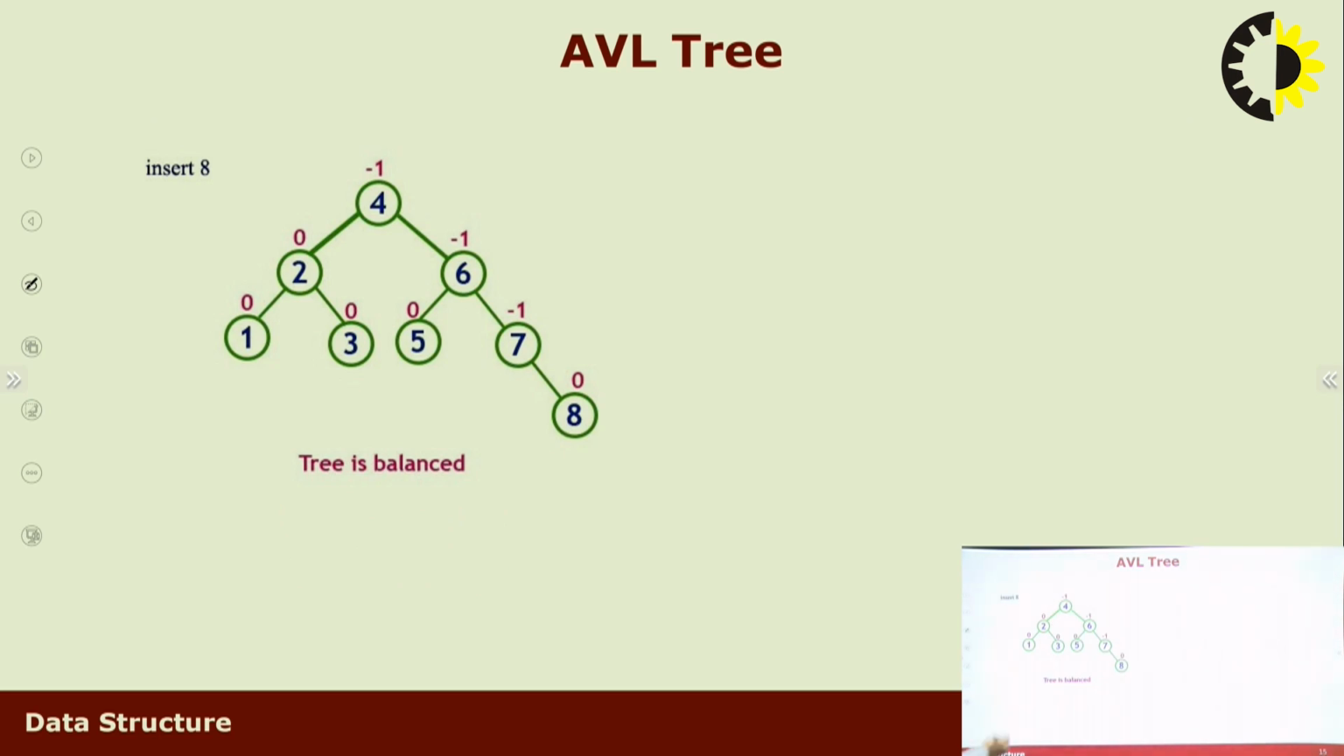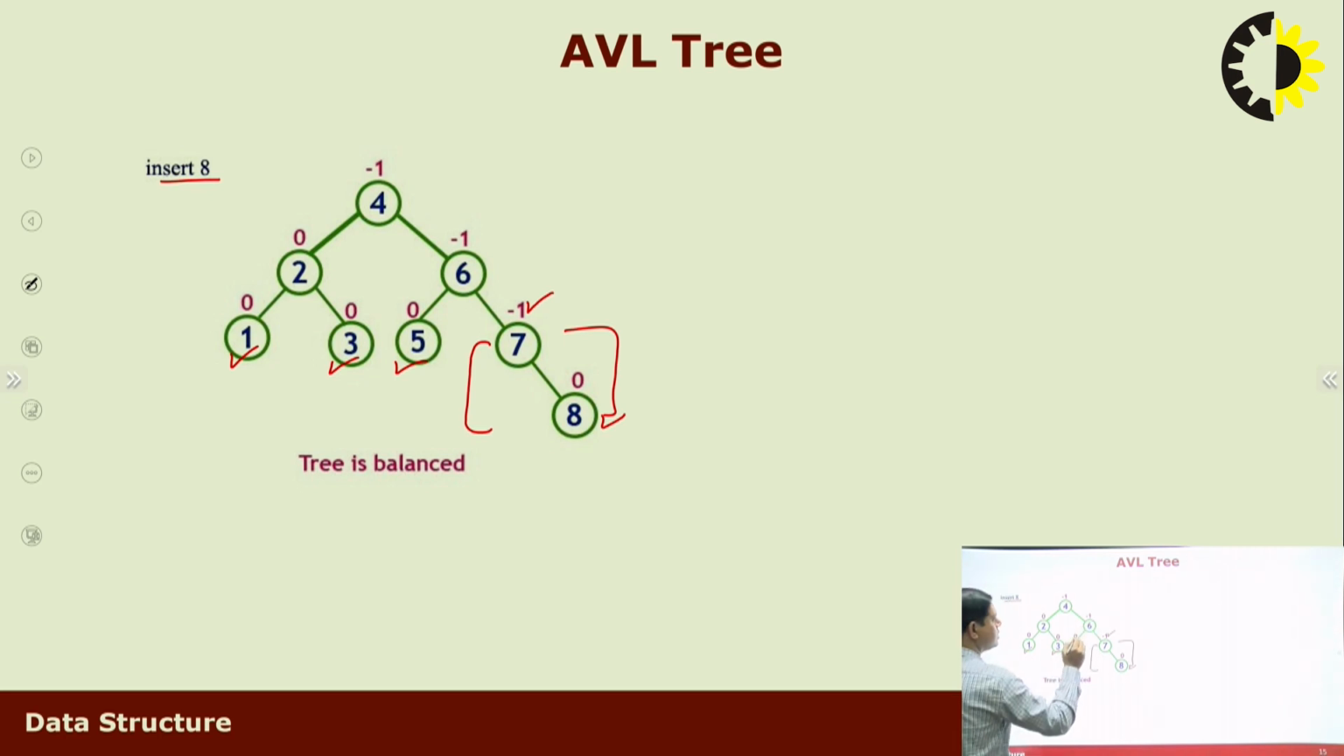Now after that, we have to insert value 8. And according to the BST property, 8 will be the right child of 7. Then we can check the balancing factor. Balancing factor of 8 is 0. For 7, height of left subtree is 0, height of right subtree is 1, so 0 minus 1, that is minus 1. For 5 it will be 0, for 3 it will be 0, for 1 it will be 0. Those are the leaf nodes because there is no left and right child.